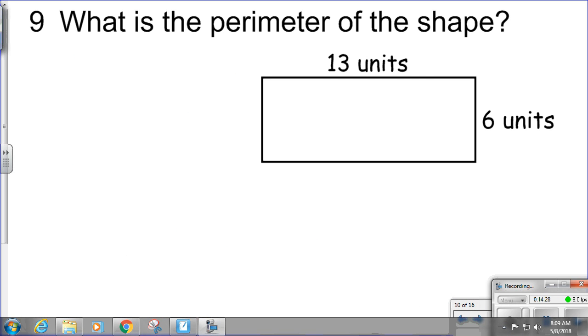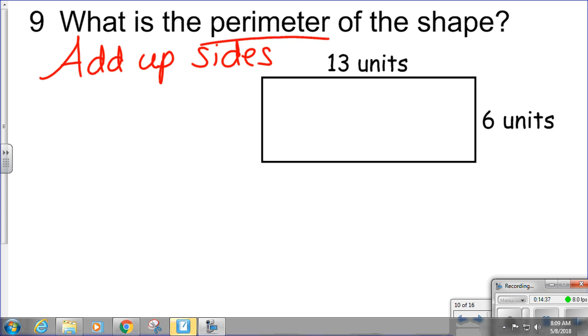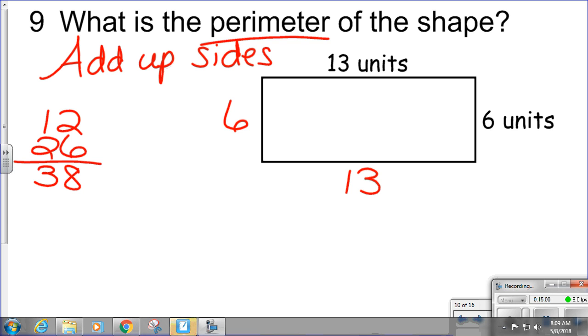Okay, perimeter. Again, perimeter is adding up all the sides. Do I only add the 13 and 6 because they're given to me? No, I need the other 2 as well. Opposite sides of a rectangle are the same length. Again, you can chunk this 13 plus 13 and 6 plus 6 and then add it all up. 6 plus 6 is 12. 13 plus 13 is 26. If you're not comfortable putting that in your head, then put it on the paper. 38 units. Again, this will not be a multiple choice questions quiz test.